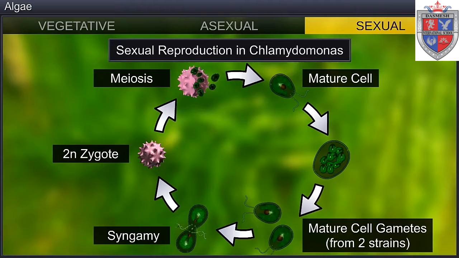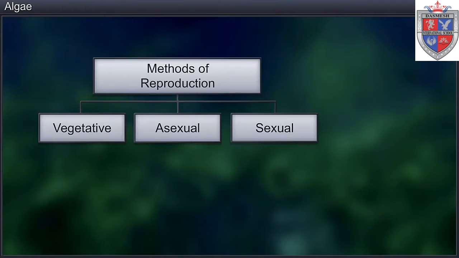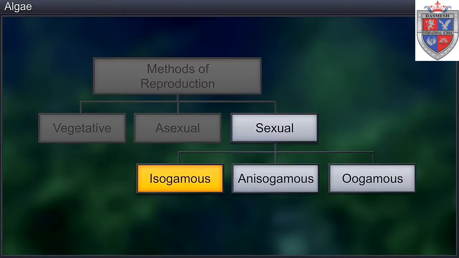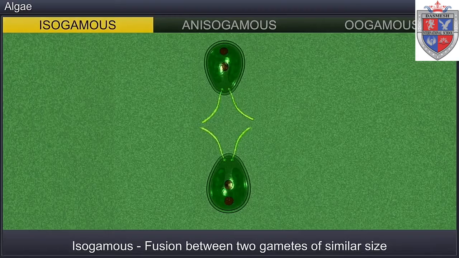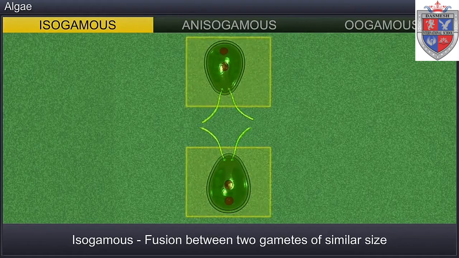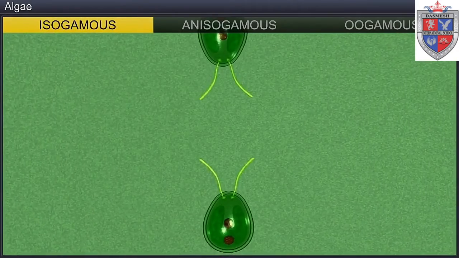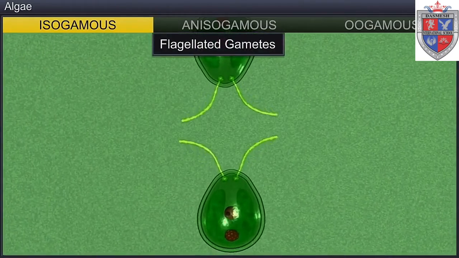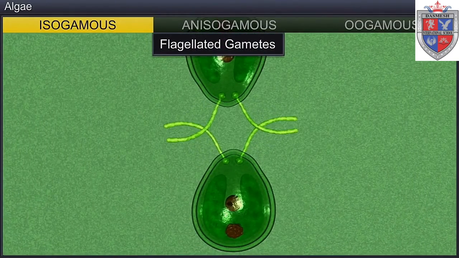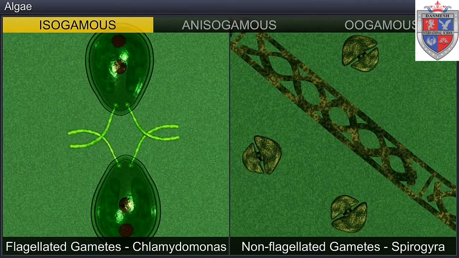These gametes can be of different sizes, so on the basis of size of gametes, sexual reproduction is divided into three categories: isogamous, anisogamous, and oogamous reproduction. In isogamous reproduction, two gametes of similar size fuse with each other. These gametes can be flagellated, like in the case of Chlamydomonas, or can be non-flagellated, like in the case of Spirogyra.